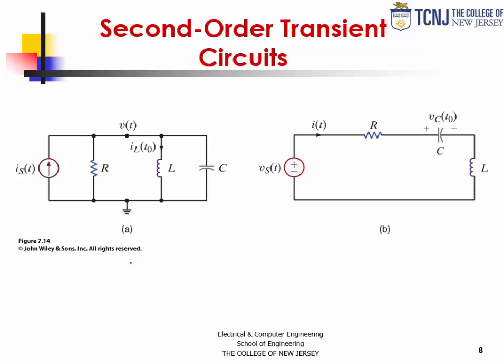Now let's look at second order transient circuits. We have two types of second order transient circuits that we're going to be looking at. One is the parallel RLC circuit with a forcing current source, a single node voltage, and we're going to solve for the current through the inductor. The other one is a series circuit where we have a resistor, a capacitor, and an inductor with a forcing voltage source, a single current, and we're going to solve for the voltage across the capacitor.